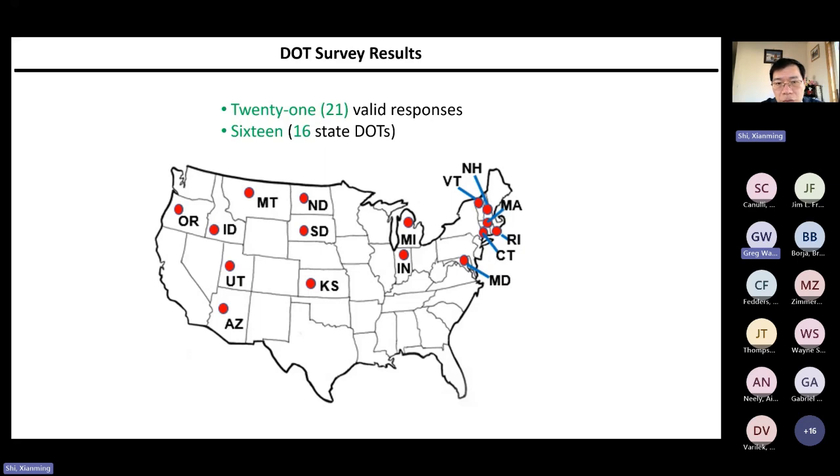And then task two was really to understand the current practices. So we conducted a nationwide survey. We obtained 21 valid responses as shown here in the map. And then out of the 21, we had 16 state DOTs. In other words, others were more municipalities.